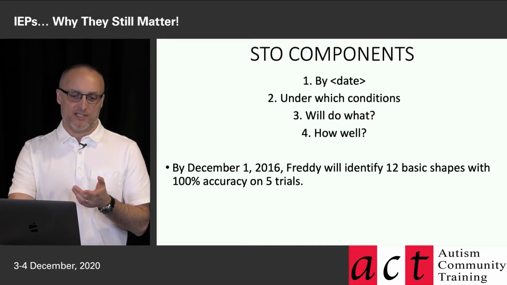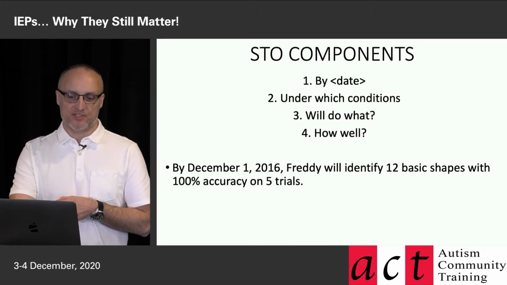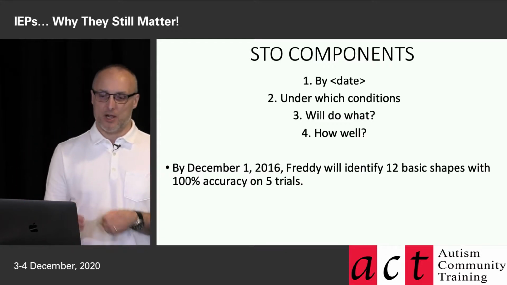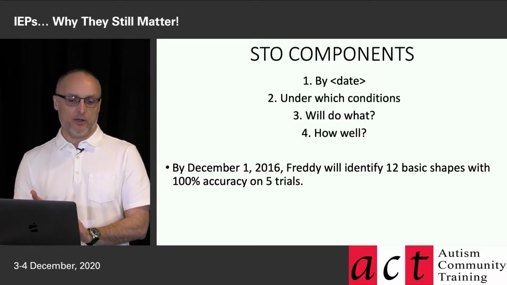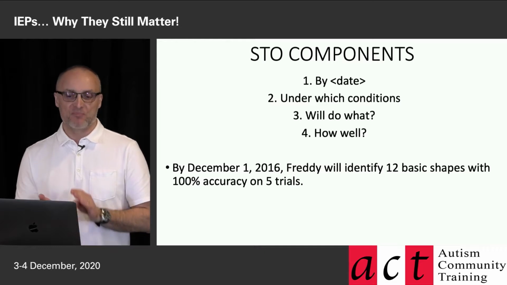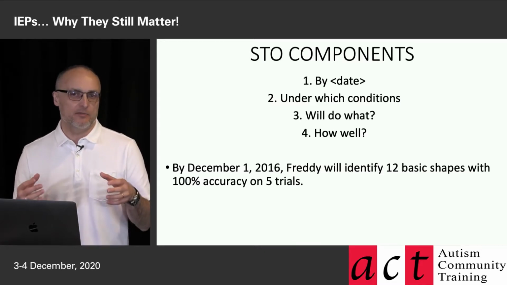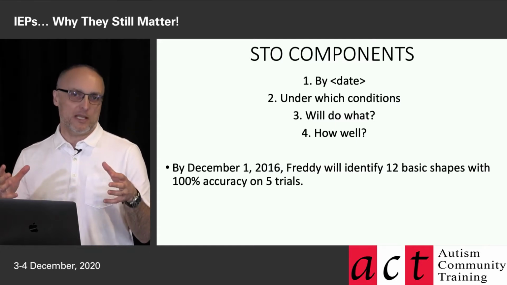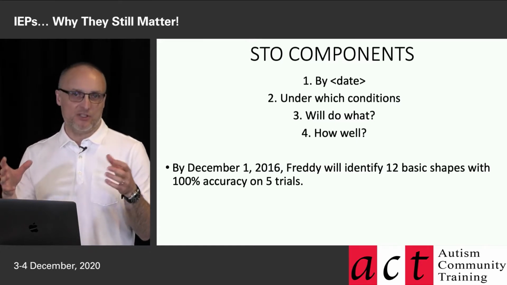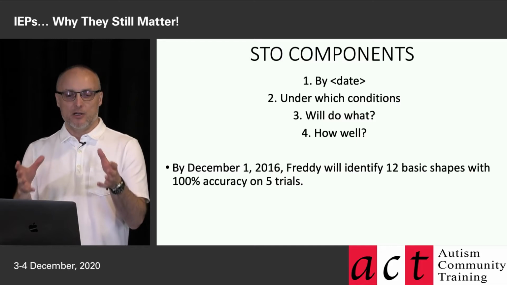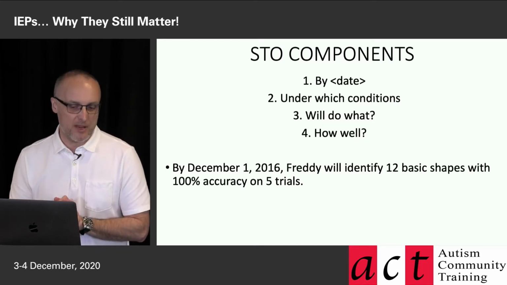By December 1st, 2016, there's the deadline, Freddie will identify 12 basic shapes with 100% accuracy on 5 trials. So you've got the date, you've got how well, 100% over 5 trials. You've got what will he do, identify basic shapes. And again, the ideal IEP, the perfect IEP is the unicorn. You're always trying to make this better. This example could already be made better.